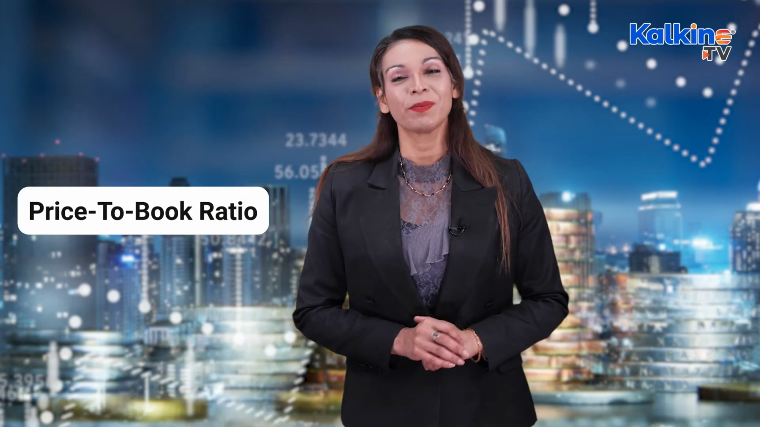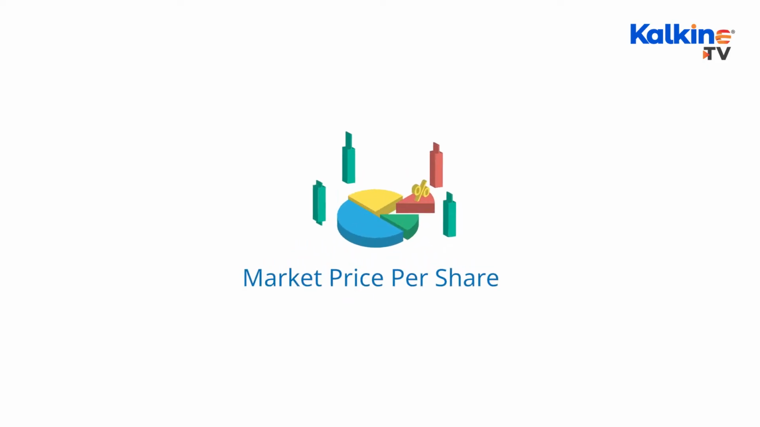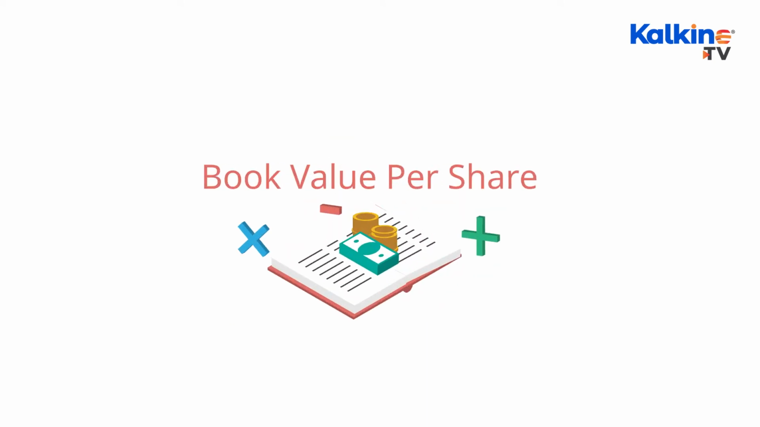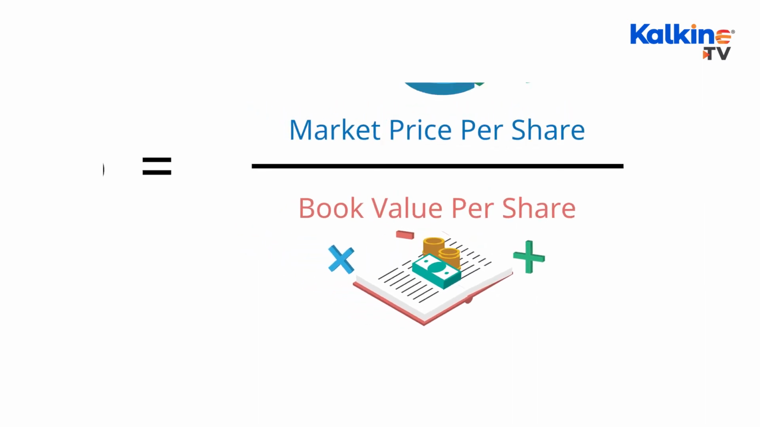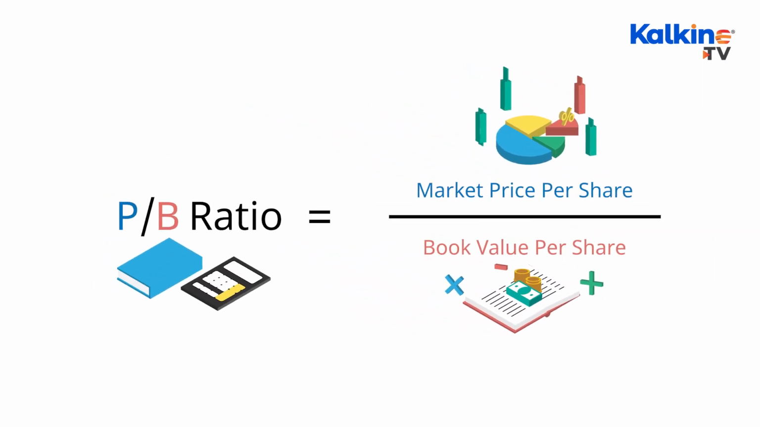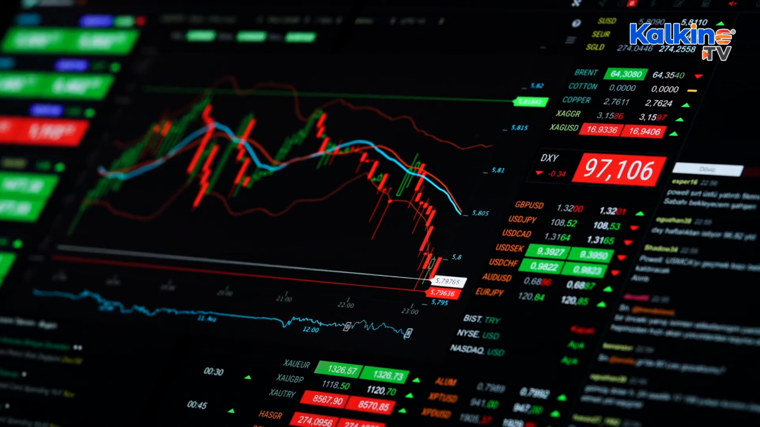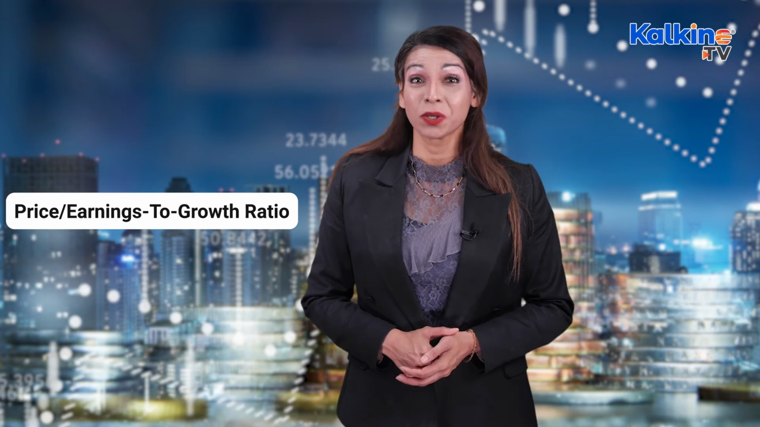Next is the price to book ratio. This is a valuation multiple depicting the market's perception of a particular stock. It evaluates the market value of the stock or per share in comparison to its book value. It can also be termed as the market to book ratio or P/B ratio. In other words, this ratio can also be interpreted as the company's net assets compared to the sale price of the stock.